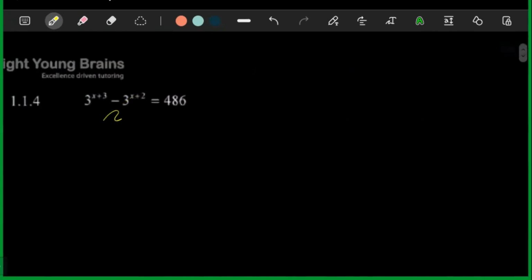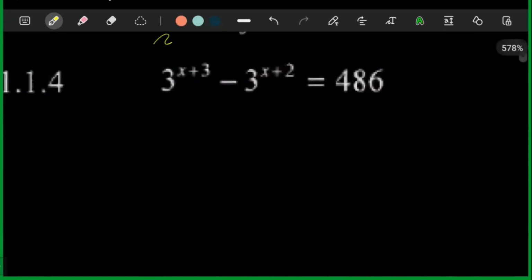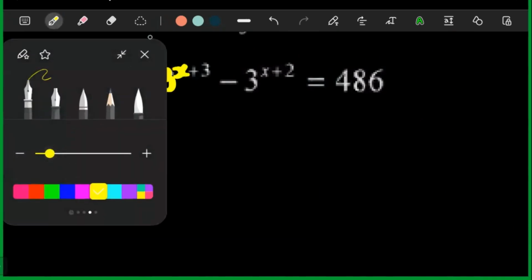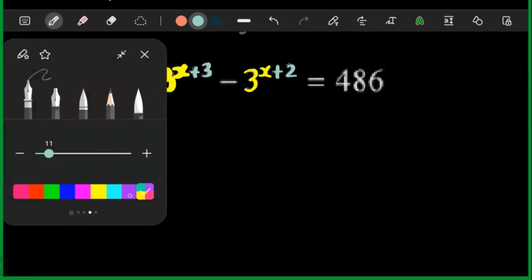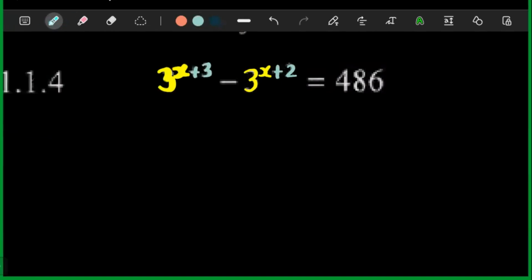Here, this is a classic question where we're going to use the K method. This is an example where you can see that the only big issue here is the 3 to the power of x. You have 3 to the power of x here, you have another 3 to the power of x here. There's a plus 2 here, and there's a plus 3 there. However, this is what you do.